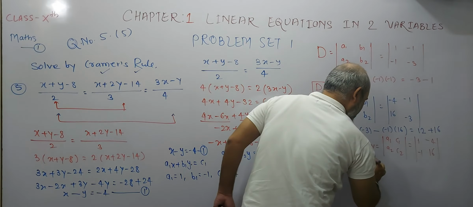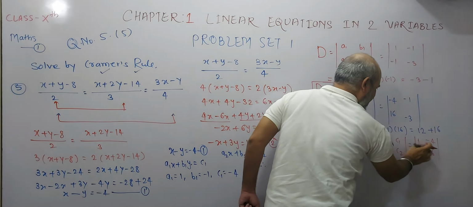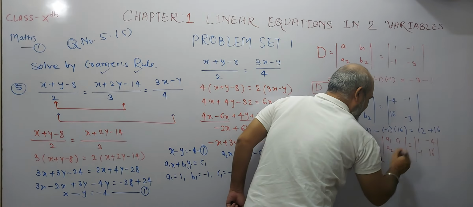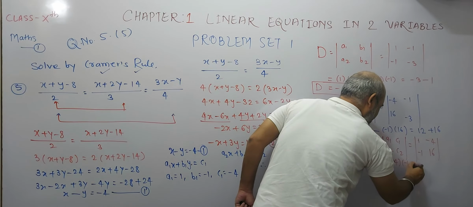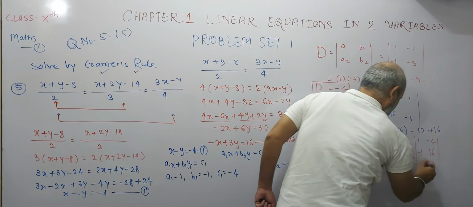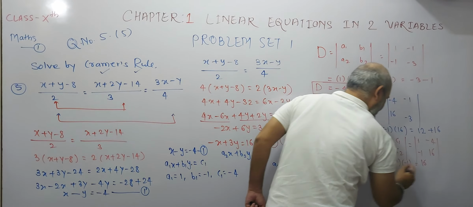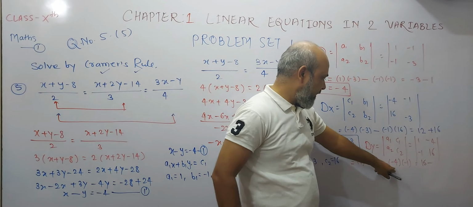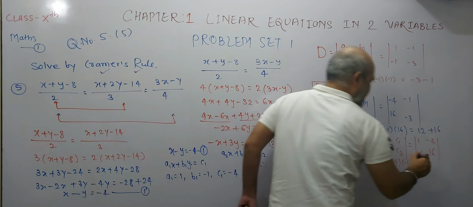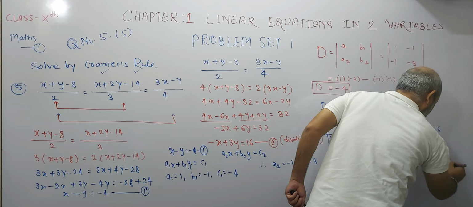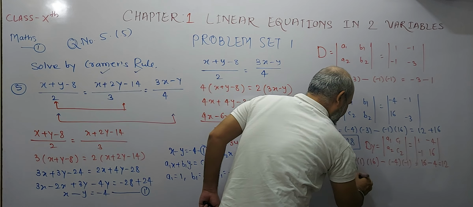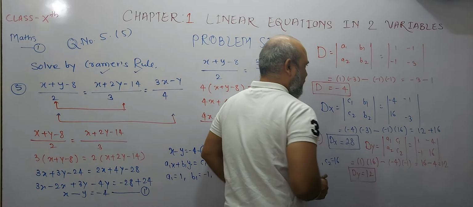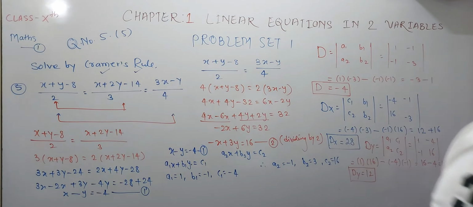And now you will solve this value. So 1 multiplied by 16. Then minus sign. Minus 4 multiplied by minus 1. So this is equal to 16, and minus 4 multiplied by minus 1 is plus 4. So 16 minus 4, which is equal to 12. So here the value of dy you are getting is 12.